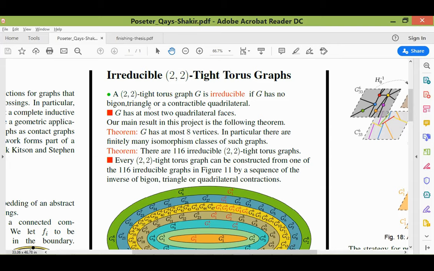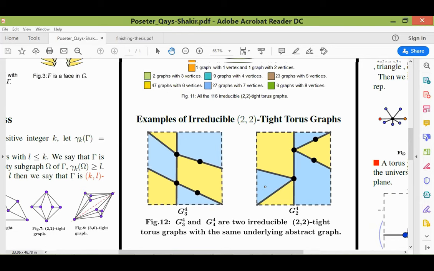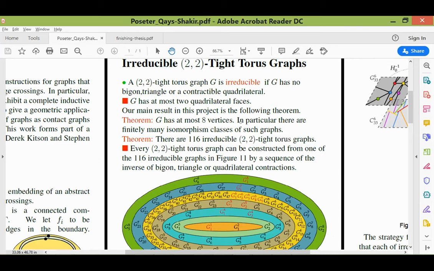A 2-2 tight torus graph G is reducible if G has a bigon, triangle, or contractible quadrilateral. So for example, the example that I just showed here is irreducible, because I don't have any bigon or triangle. And although I have a quadrilateral face here, that's not contractible. So this is one irreducible graph that I have to find, then we will be able to build our class of graphs.